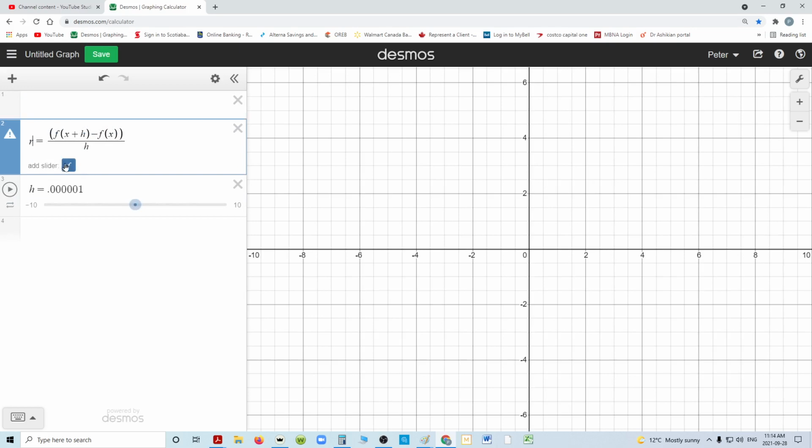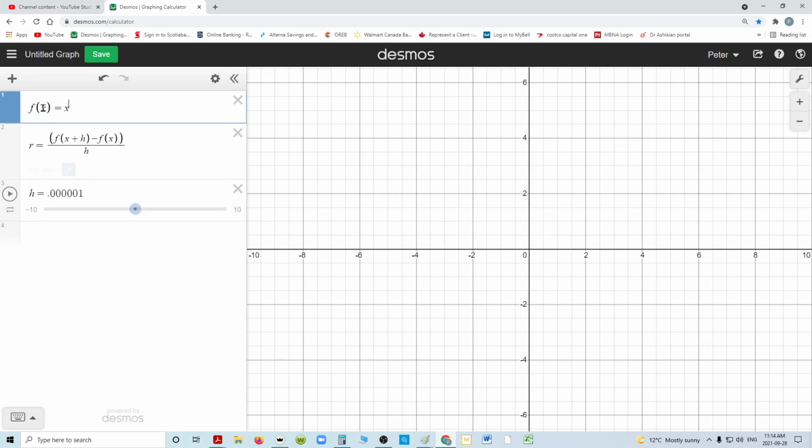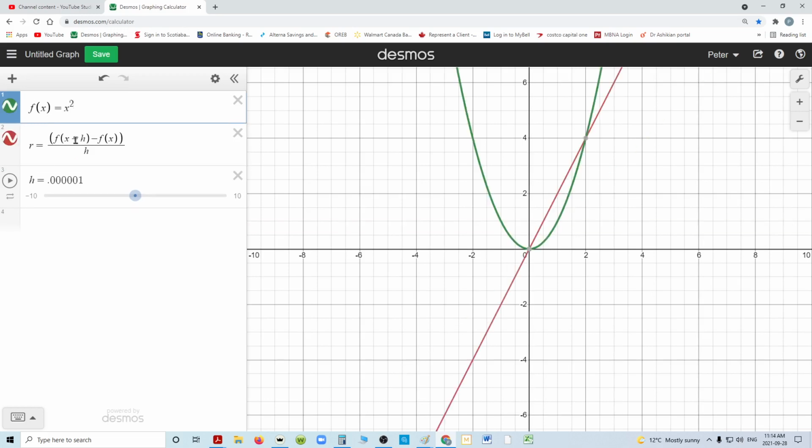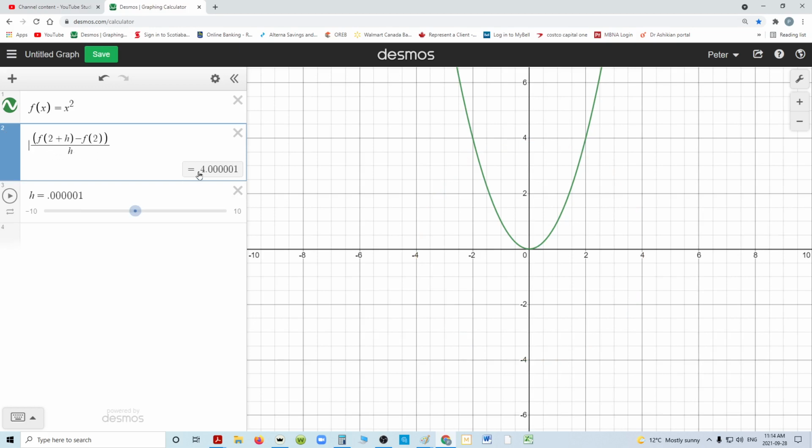Now it's saying, well, we don't know what f is, but it will know what f is when you put in a formula, x squared. Now this means that if I want to find the rate of change, and I've set my h at this, for 2, I can just put in the 2 here. And it's going to spit out, and actually I'm just going to put it in like this, and it's going to spit out the number.